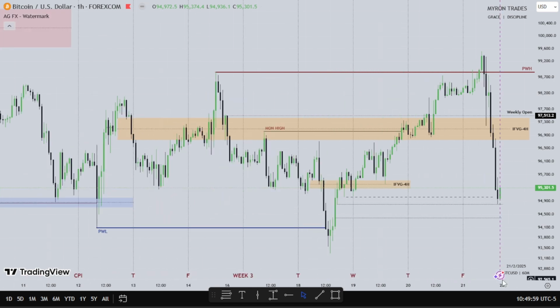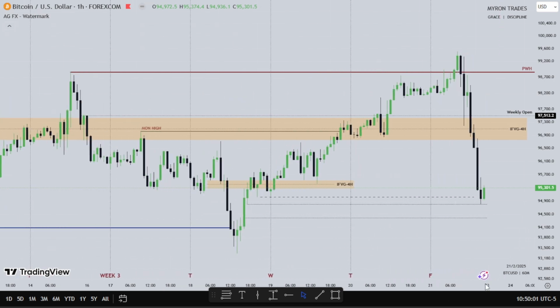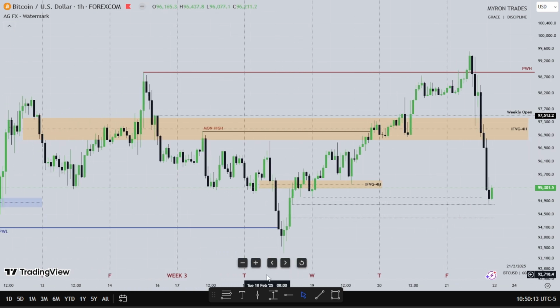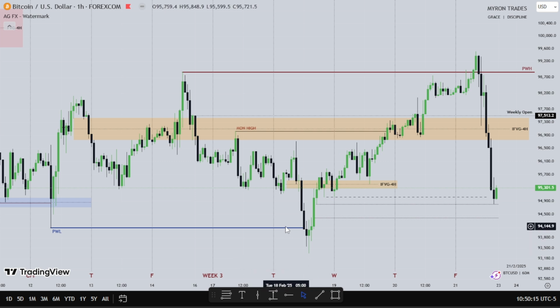This is the hourly time frame. This is Monday. Monday was a bit consolidative. Nothing was being done on Monday. Then Tuesday takes out the previous week low. So you can see right there, price reversed and started to reprice higher and takes out the previous week high.